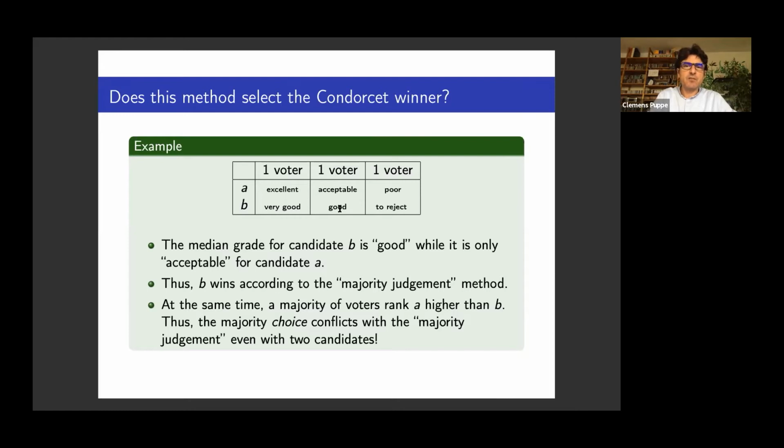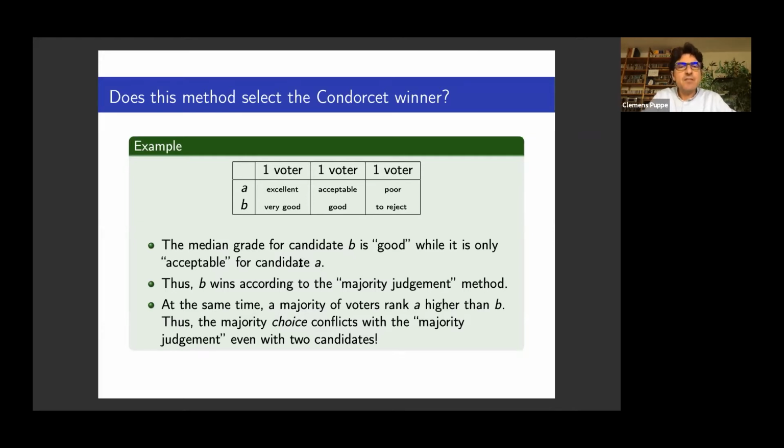The middle grade is good. The middle grade for A is excellent, acceptable, poor, so it is acceptable for A. So B wins the majority judgment, right? The median grade for B is good. It is only acceptable for A.